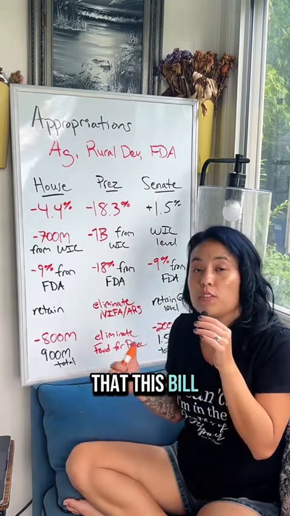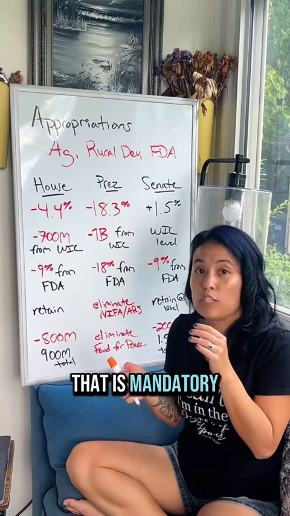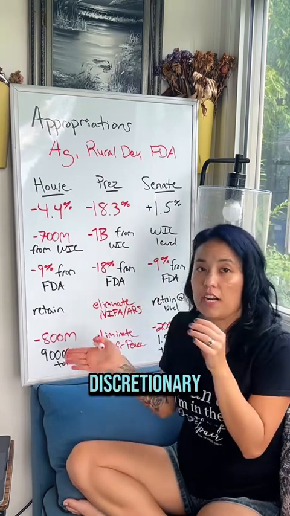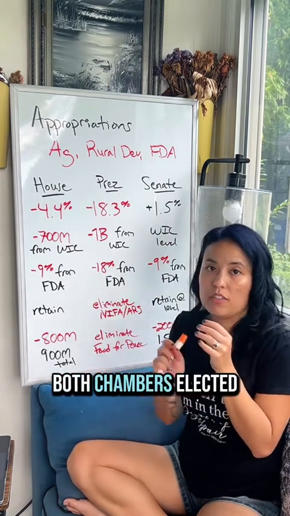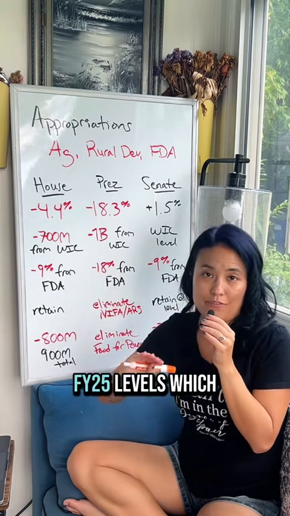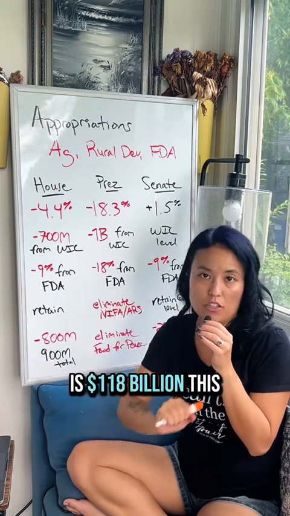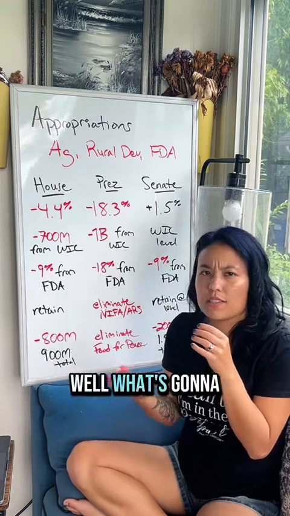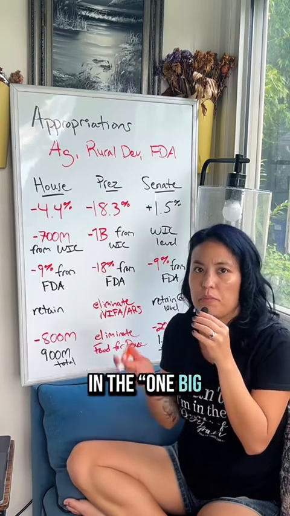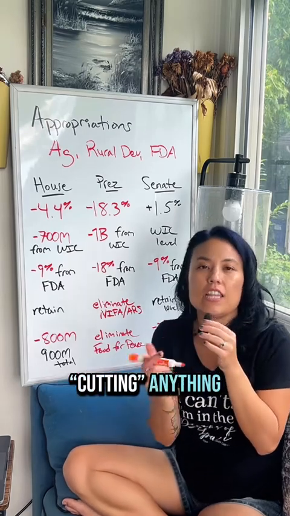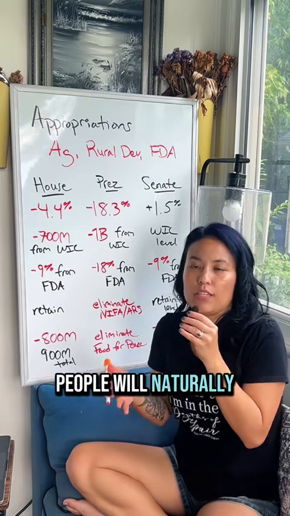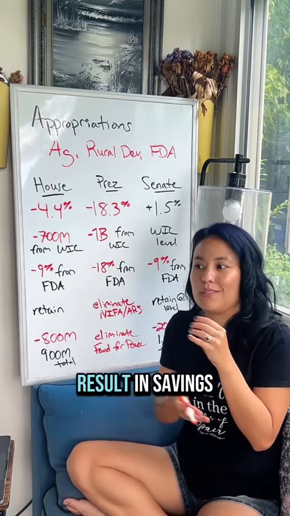Also, please note that this bill is going to include SNAP overall. That is mandatory spending. Everything that I've got here is discretionary, not mandatory. Both chambers elected to keep it at FY25 levels, which is $118 billion this year. Now, you might be wondering, well, what's going to happen with those cuts that were just passed in the one big beautiful bill? Remember, they're not cutting anything. They're just adding red tape so that people will naturally fall off the program, and it will result in savings.